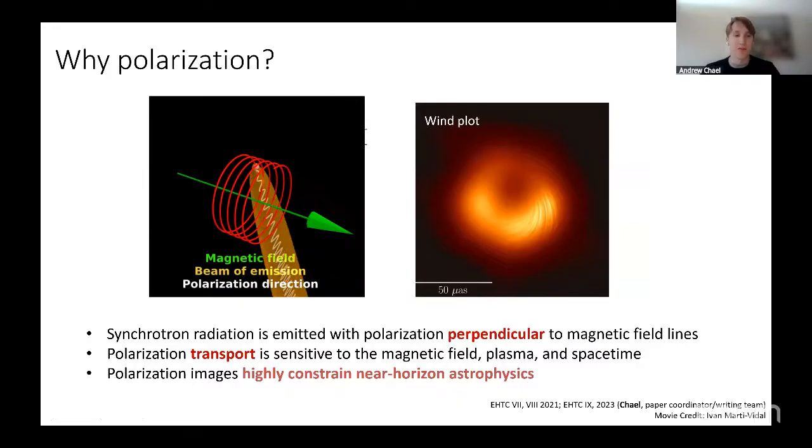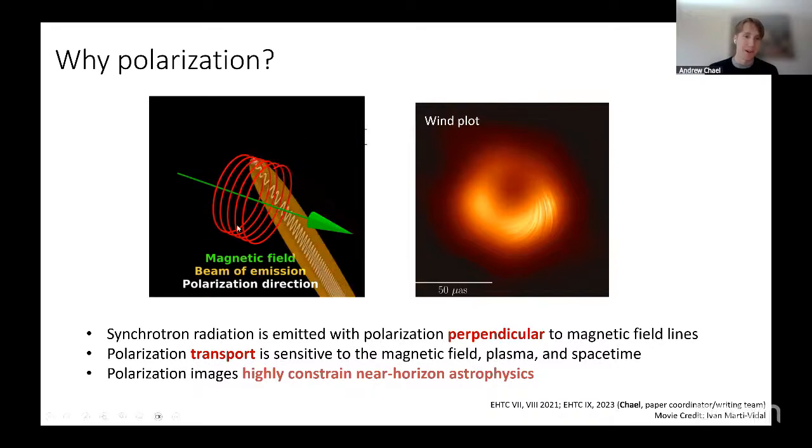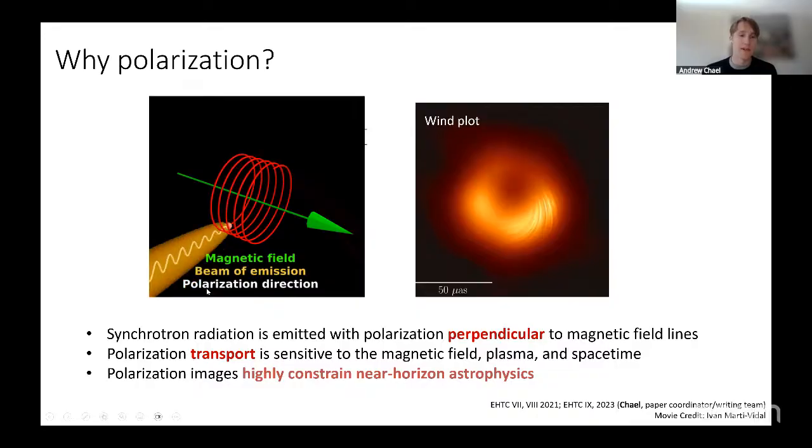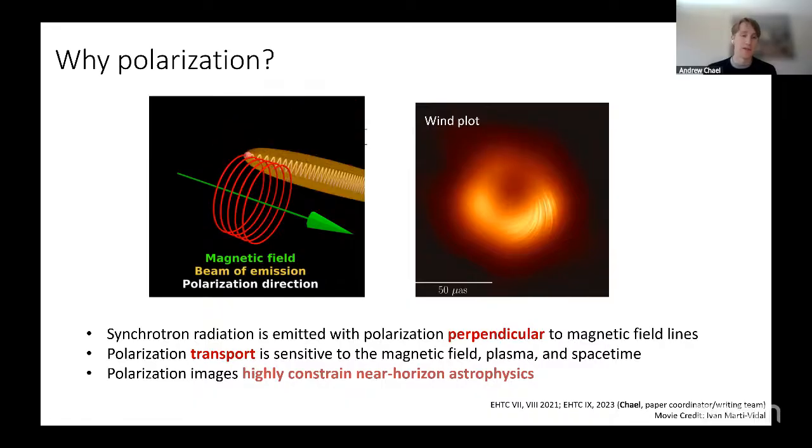Yeah, so to set the stage, why is polarization interesting for us? Polarization is important because the synchrotron radiation that we observe is generated by electrons gyrating around magnetic field lines, like in this very nice little animation. And these gyrating electrons produce their polarization direction, the direction that their electromagnetic field is oscillating in, perpendicular to the direction of the magnetic field that they're oscillating around.